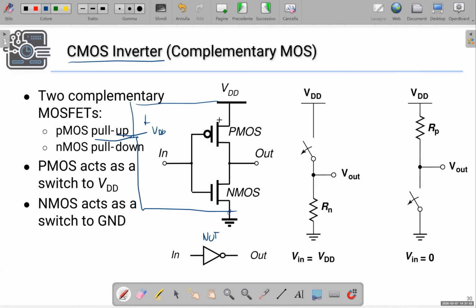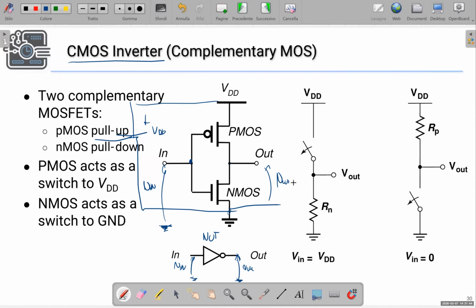The gates of both the PMOS and the NMOS devices are connected together, and the voltage between the gates of the two devices and the reference is actually the input voltage of our gate. So this is V in, while the output voltage V out is the voltage that we have here, between the output terminal and the reference.